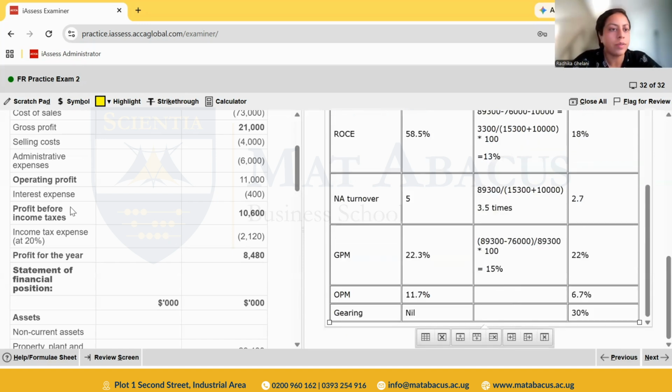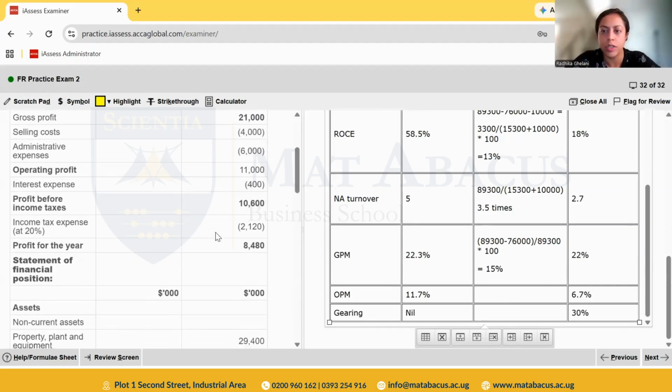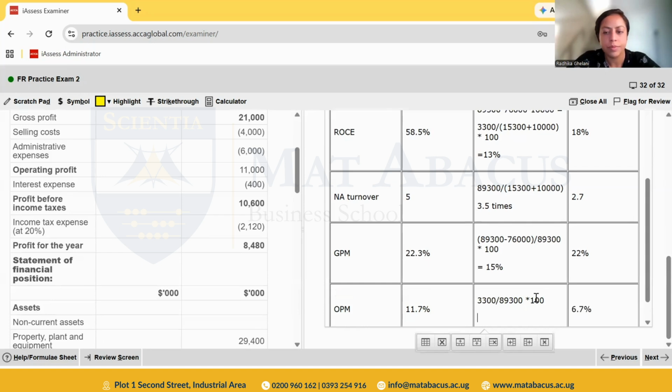Operating profit margin is our operating profit divided by sales revenue times 100. We computed operating profit in the ROCE part, didn't we? So simply pick that figure. 3,300 is your operating profit. Divide by sales revenue, which we know is 89,300, times 100. That gives us how much? 3.7%.